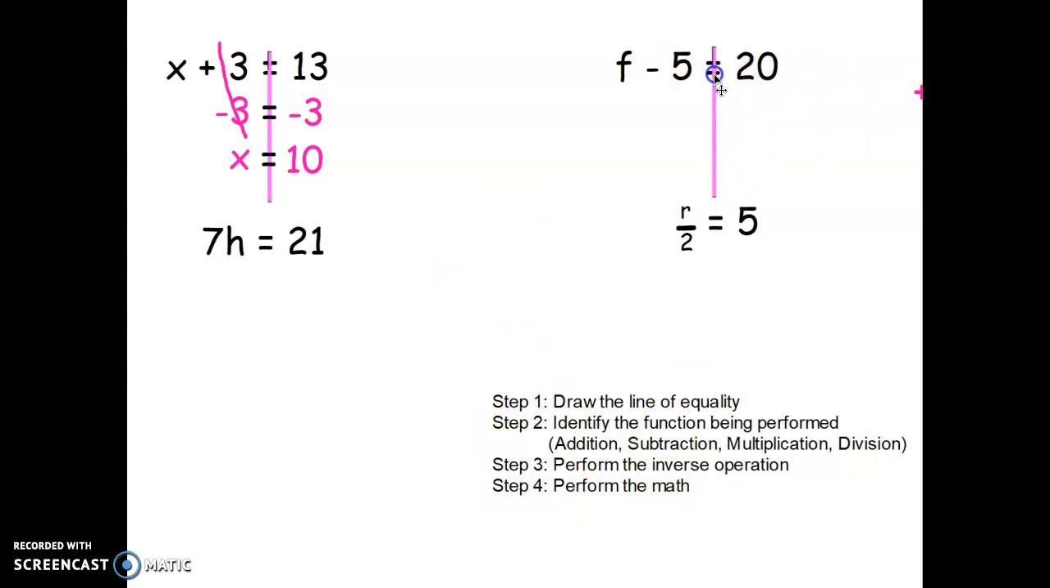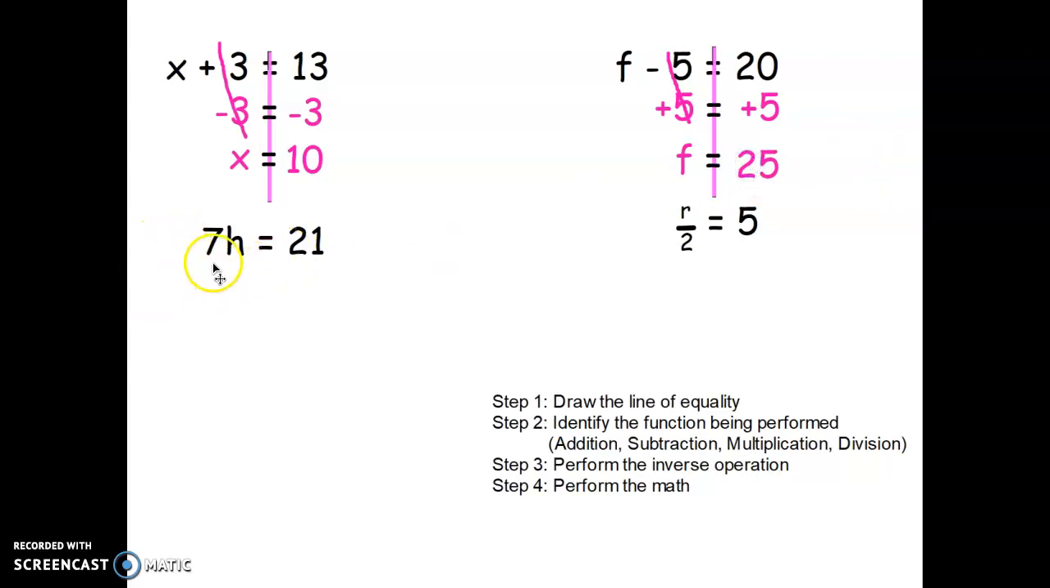First thing is our line of equality. This is a subtraction problem. The inverse of subtraction is addition. Addition, I want to do it on the left. So if I do it on the left, guess what? I also want to do it on the right, both sides of my line of equality. Once I do that, these two on the left are going to cancel out because a negative 5 plus 5 again is 0. I'm left with f all by itself here, and I perform the math on the right now. 20 plus 5 equals 25.